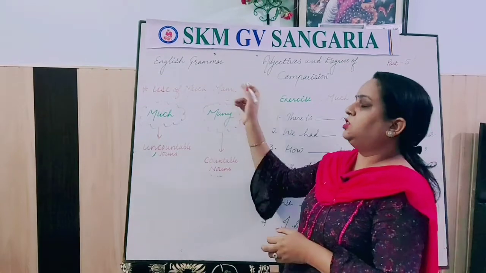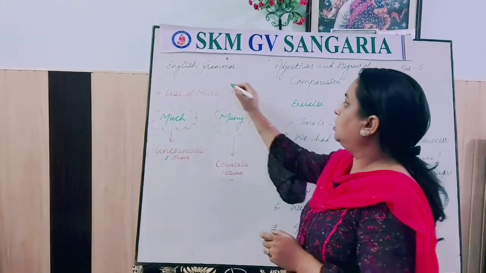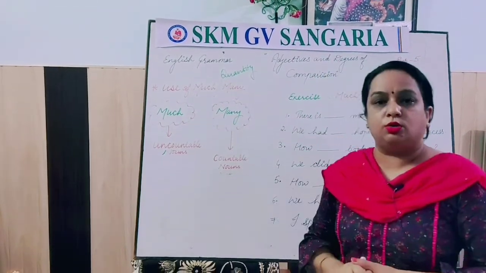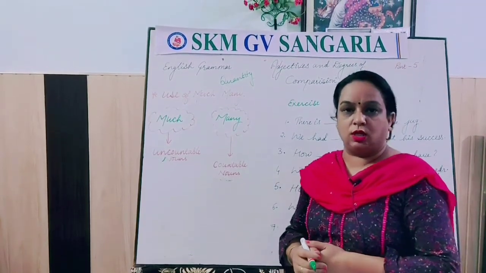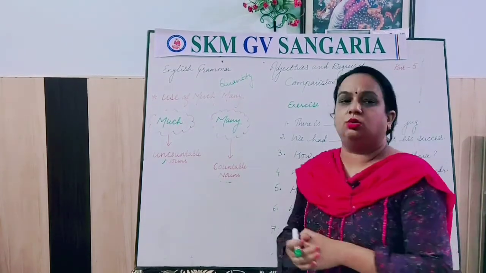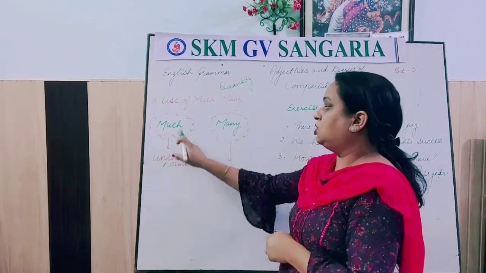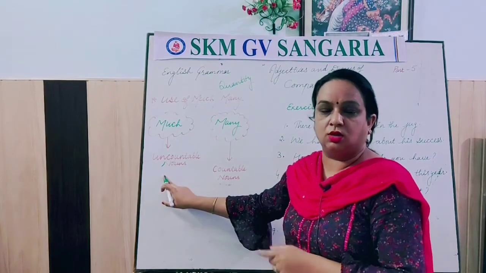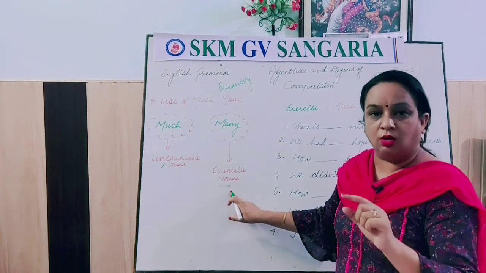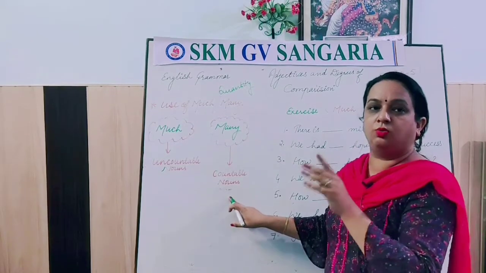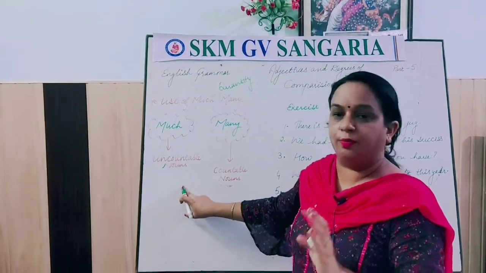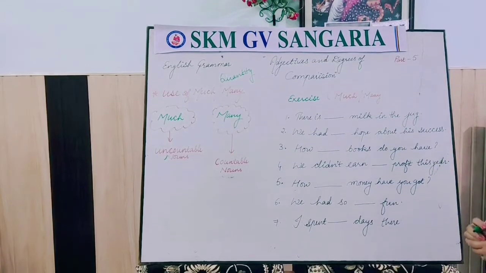So next is the use of much and many. Much and many are used with quantity. Clear? Now, where to use much and where to use many, this we have to see. As I told you about the uncountable and countable noun many times, here also the same thing you have to keep in mind. Much is used with uncountable nouns. And many is used with countable nouns, the nouns which can be changed from singular to plural form. And uncountable are those where the singular and plural remain same. Clear?